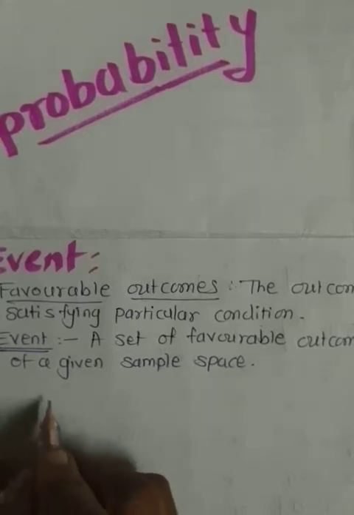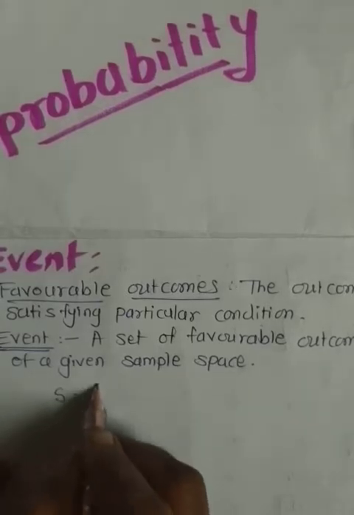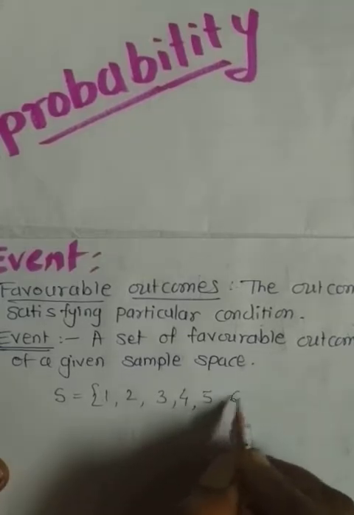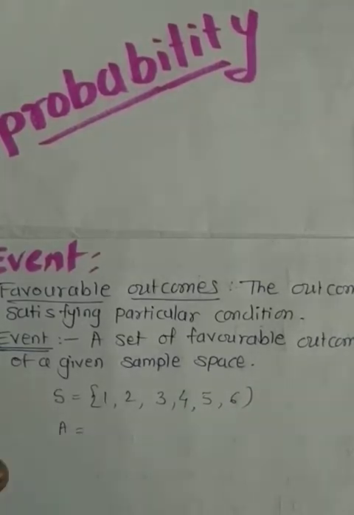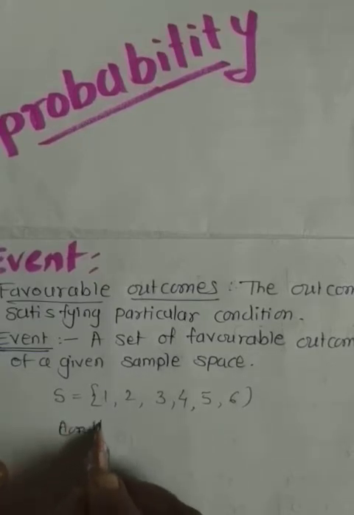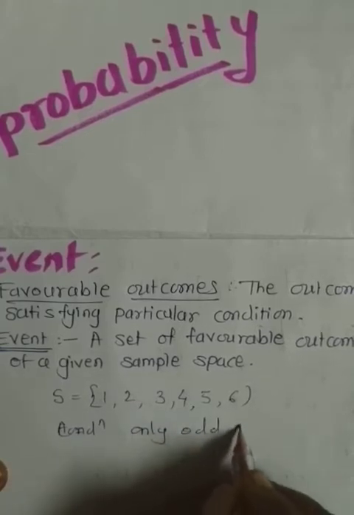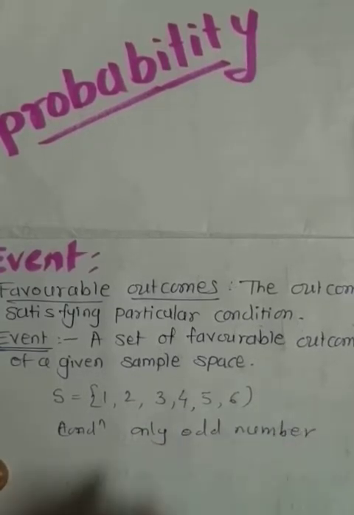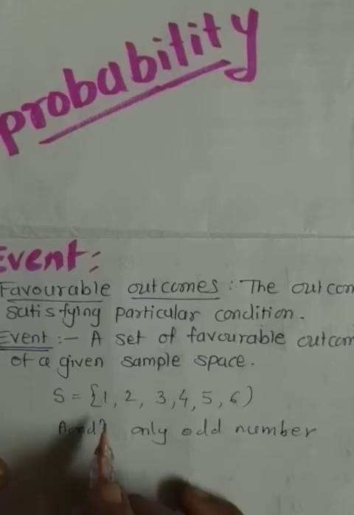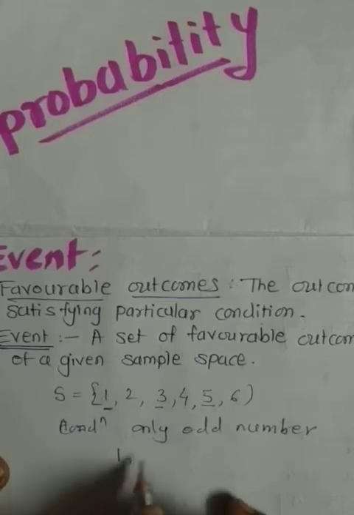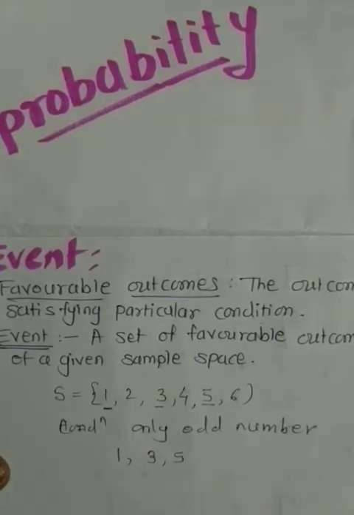For example, a die is thrown, then the sample space will be 1, 2, 3, 4, 5 and 6, and if the condition for favorable outcome is given as only odd numbers, this is the condition, means we have to choose only odd numbers from this, that is 1, 3 and 5. Then such outcomes, that is 1, 3 and 5, are called favorable outcomes for this condition.